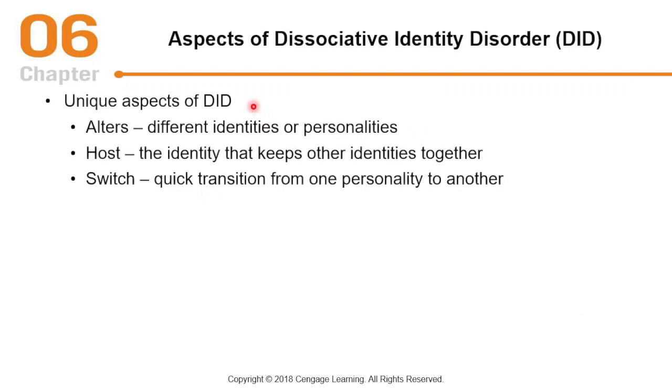Okay. So, what are the unique aspects of DID? These are the concepts you need to know in order to understand it further. When we talk about alters, these are the different identities or personalities of the person. And the person who has the alters, we call the host. So, the host is the identity that keeps the other identities together. They house these alters. And when we talk about a switch, we talk about the transition from one personality to another.